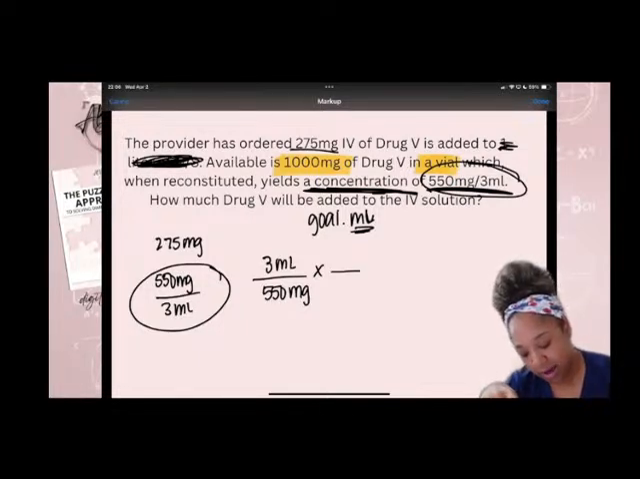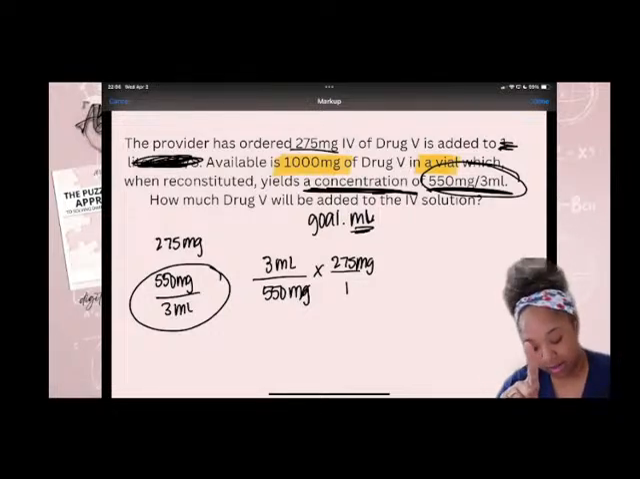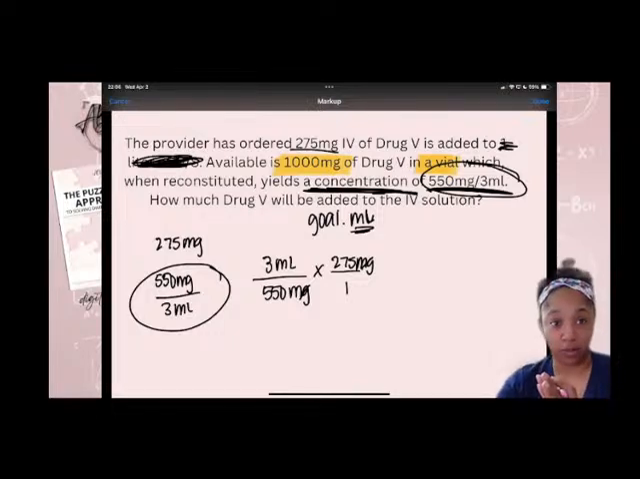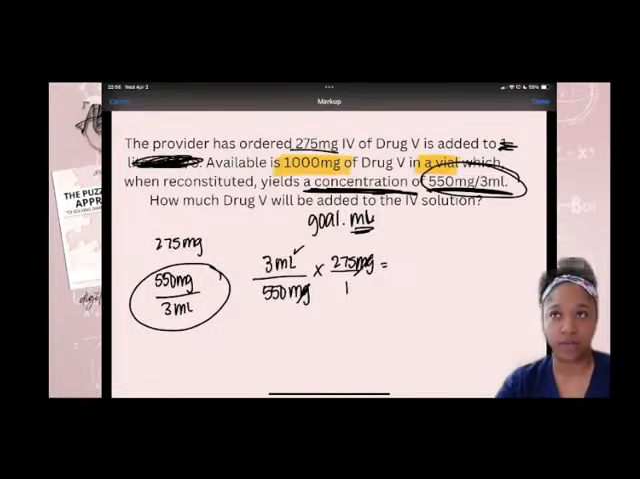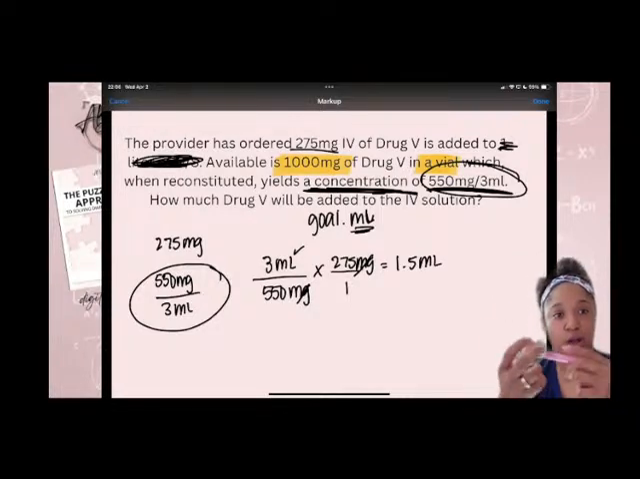So now we can put our 275 milligrams, and because it's by itself, I'm going to put it over 1, so that 1 is a placeholder at the bottom to show you that 275 goes at the top, right? So you see my milligrams are canceled out, and the only thing left is what we are looking for, which is our milliliters, okay? So 3 times 275 divided by 550. It's going to be 1.5 milliliters. And that's the drug that you will draw up out of the vial.